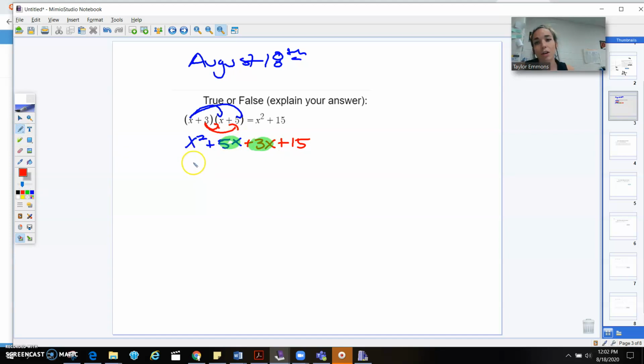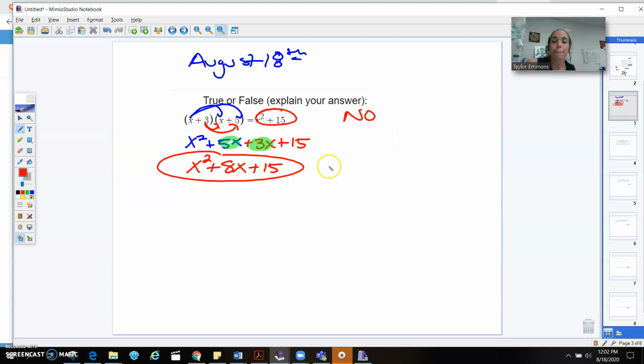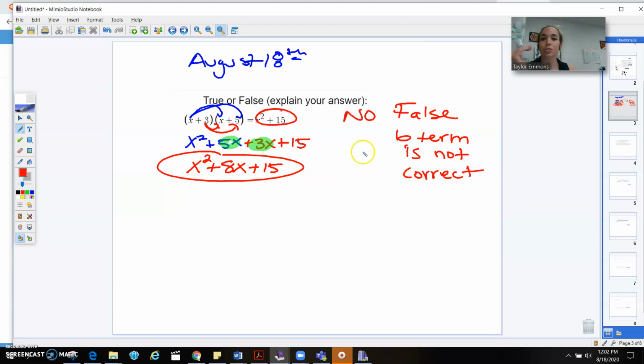So if we do that, we're going to get x squared plus 5 plus 3 plus 15. Now my question to you: is this the same thing as this? No, it is not. Okay? The reason it is false is because the b term is not correct. So there was some improper distributing, so that's something to keep in mind.